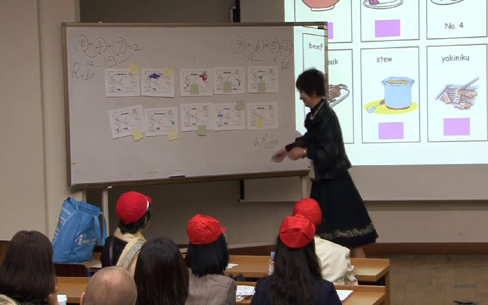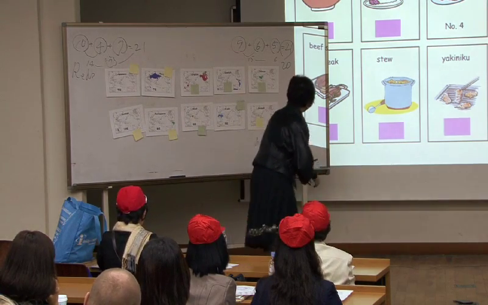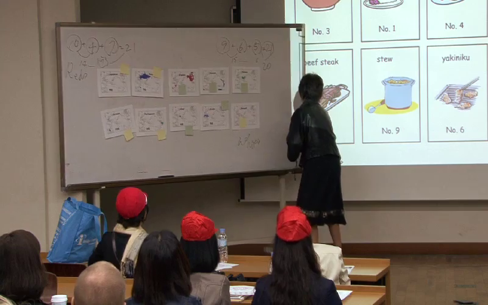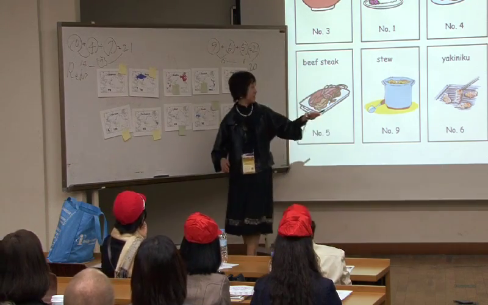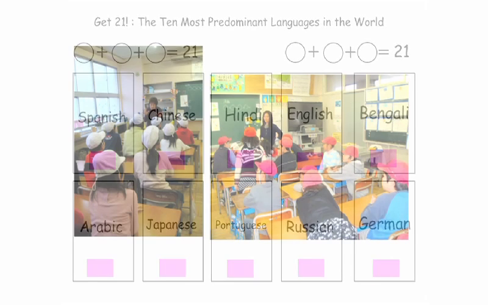Like, okay, let's see. First of all, I think you're interested in which meals are popular. Now, and then we did this. Now, this is the actual for children, okay?